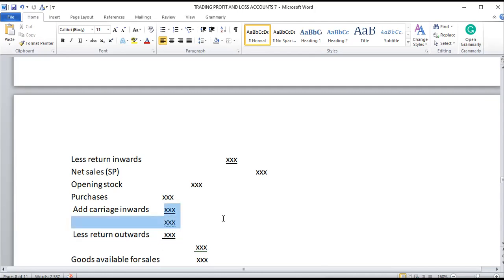So in order to know your total purchases, you less return outwards. It is possible for the company to buy goods and realize that some of the goods are damaged or wrong goods have been supplied. So when the company realizes that some of the goods purchased are the wrong type, they have to return them back to where they bought them from. That is deducted from your total purchases. Then you take your opening stock and add it to this figure, and you arrive at your total goods available for sale.